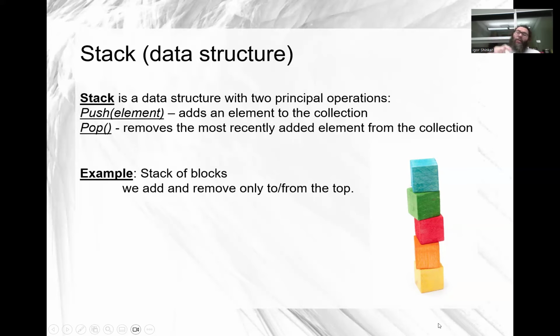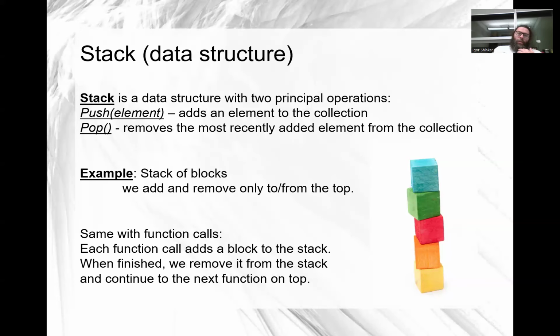Okay, so every time we call a function, we add a block on top. Every time we return from a function, we remove the top block. So we are only allowed to add on top and only allowed to remove from the top. Well, because with a stack of blocks, if you try to remove from the middle, everything will collapse and make a lot of noise. Function calls are exactly the same. Each function we call adds a block on top of the stack, and when the function finishes, we remove the block from the top of the stack and continue to whatever is underneath.